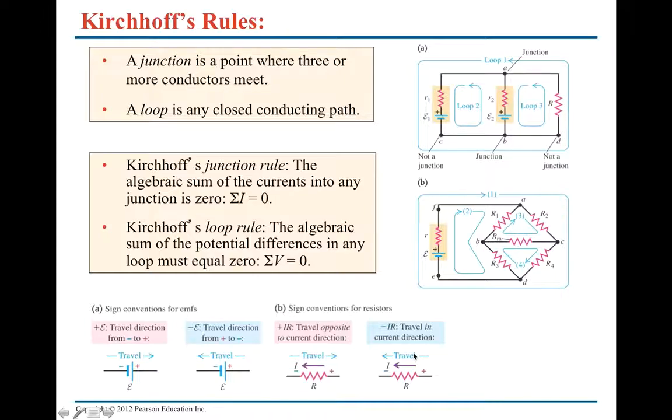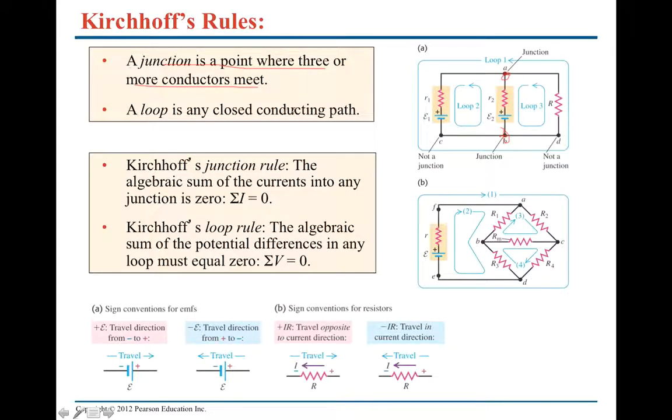Okay, now let's look very quickly at Kirchhoff's rules. We have 2 rules. First one, the junction rule, which says that at any junction, first of all, a junction is a point where 3 or more conductors meet. So this is a junction, okay? This is a junction, okay? And that's it. So this one is one current, another current, and a third current. So these guys, 3 or more meet. So this is a junction, and this is a junction.